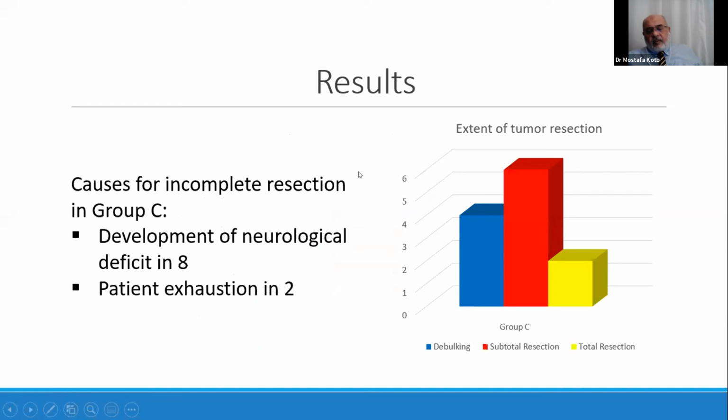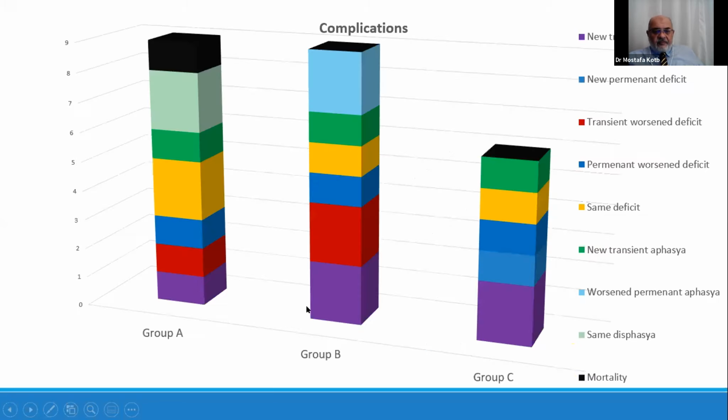In the cases where we did awake craniotomy only without functional MRI, we were not courageous enough, and the patient's function did not help us to do total resection. But in most of the cases we did subtotal resection or debulking. This was caused by either development of neurological deficit intraoperatively or patient exhaustion in some cases.